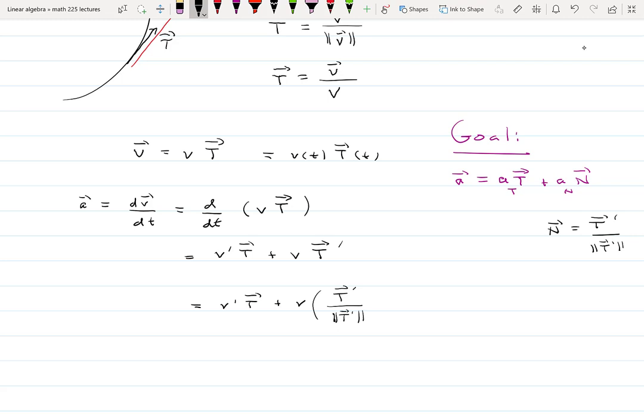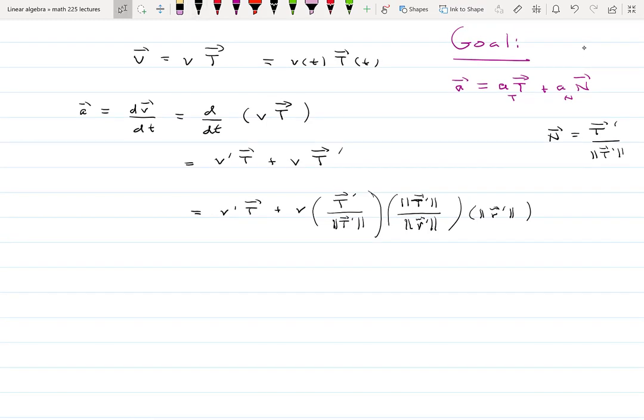So I'm inserting the length of t prime, but I can't do that without changing the value of my quantity. So look what I did. I took t prime, divided by the length of t prime, and multiplied by the length of t prime. That's my normal vector between v and the length of t prime. Now, the length of t prime doesn't have a lot of physical meaning for us, but the length of t prime over the length of r prime certainly does. That's a formula for curvature. Well, I can't do that without multiplying by the length of r prime. So all I've done is introduce a whole bunch of stuff without really changing anything.